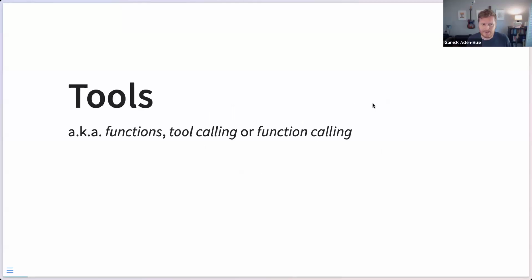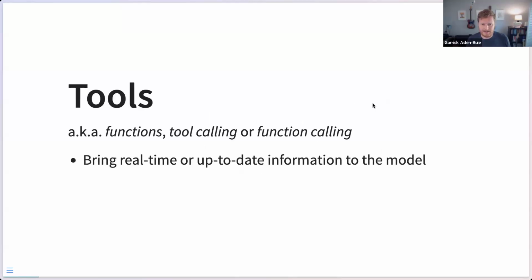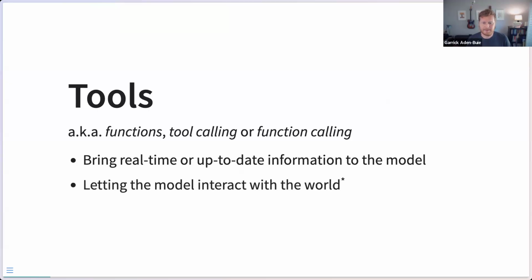Tools are sometimes called functions, or tool calling, or function calling, but the goal of a tool is that it is a way to bring real-time or up-to-date information to an LLM. We've seen that they don't have access to real-time information or knowledge of what is going on in the world. So tools let you bring that information to a model. What else is really cool is that you can write tools that let the model go out and interact with the world too.